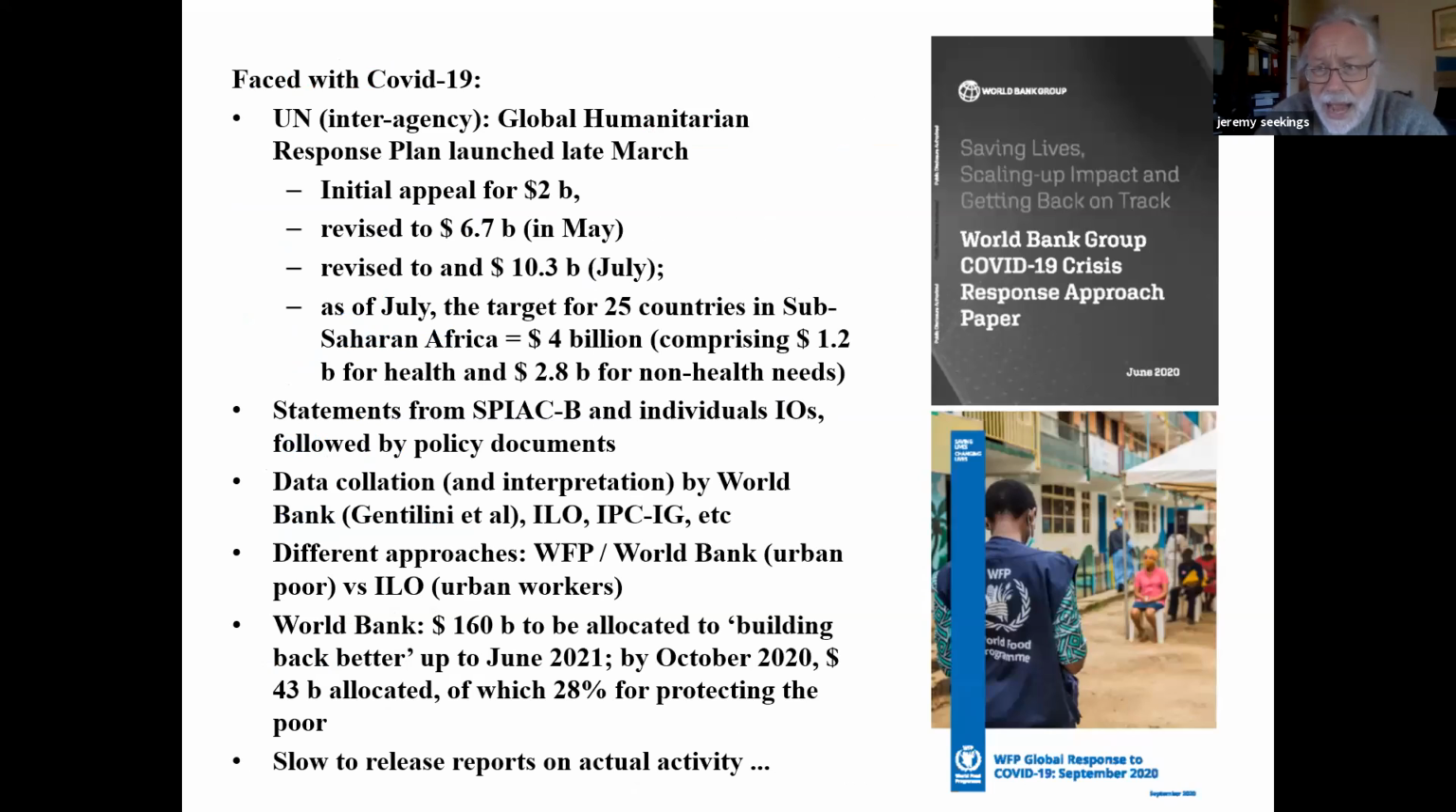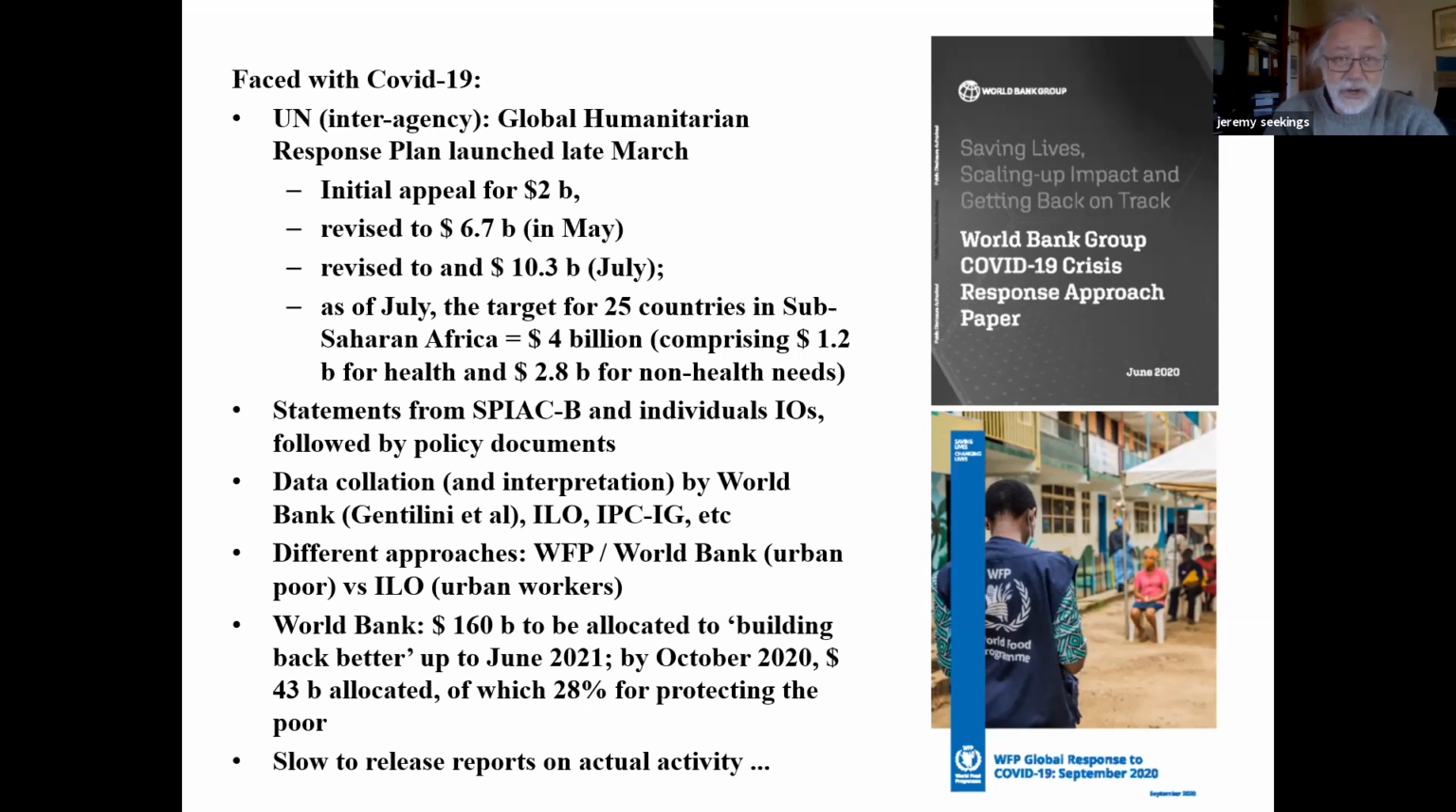So how have the international organizations responded to COVID? Well, very early on in March, the UN agencies all put out a joint appeal for funding under the rubric of the Global Humanitarian Response Plan. Initially, they said we need $2 billion, and by July that had gone up to $10 billion, of which $4 billion would be earmarked for African countries, some for health, but mostly for non-health needs.